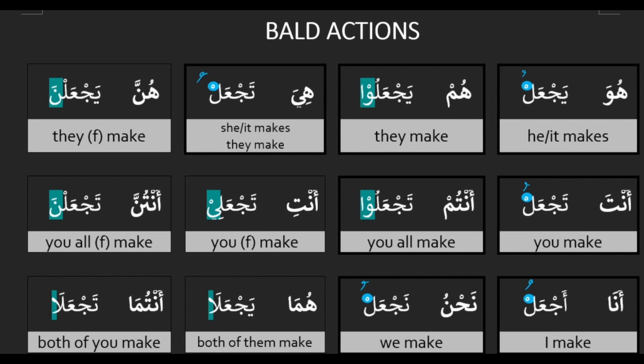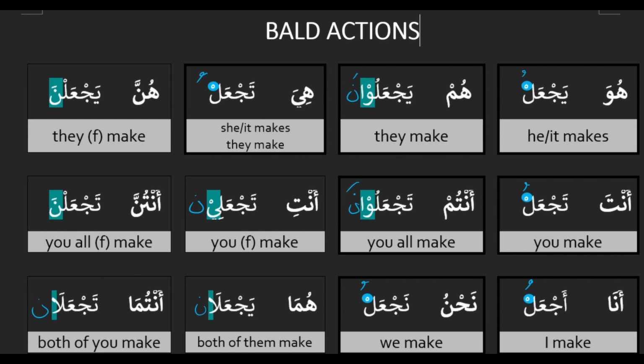Now look at these ones. Hum yaj'alu: what is it normally? Yaj'aluna. Antum taj'alu is normally taj'aluna. Huma yaj'ala is normally yaj'alani. Antuma taj'ala is normally taj'alani. Anti taj'ali is normally taj'alina. What's the consistent factor across all of these? The noons. What happened? They disappeared. That's the second change. If you have a noon, the noon gets shaved off. So in bald actions, if you have a u, the u gets shaved off. If you have a noon, the noon gets shaved off.